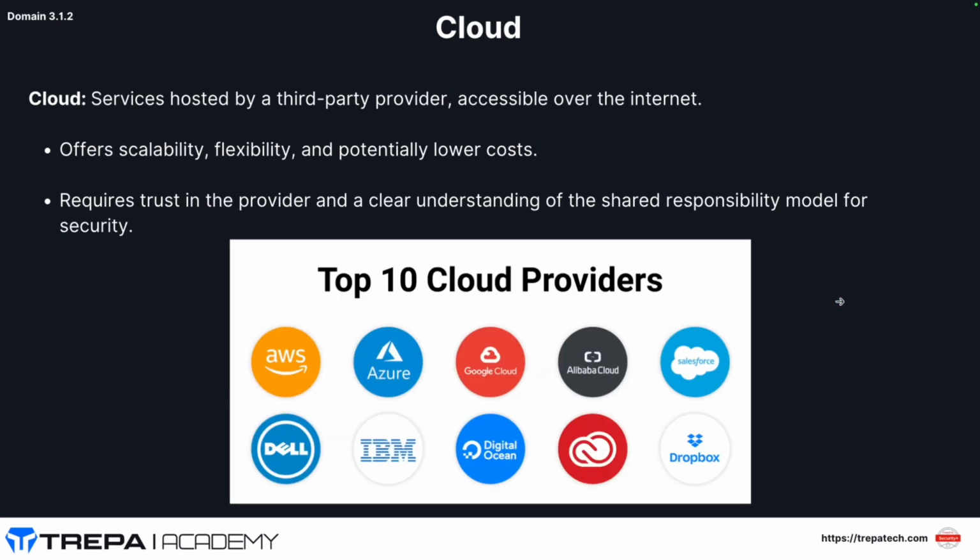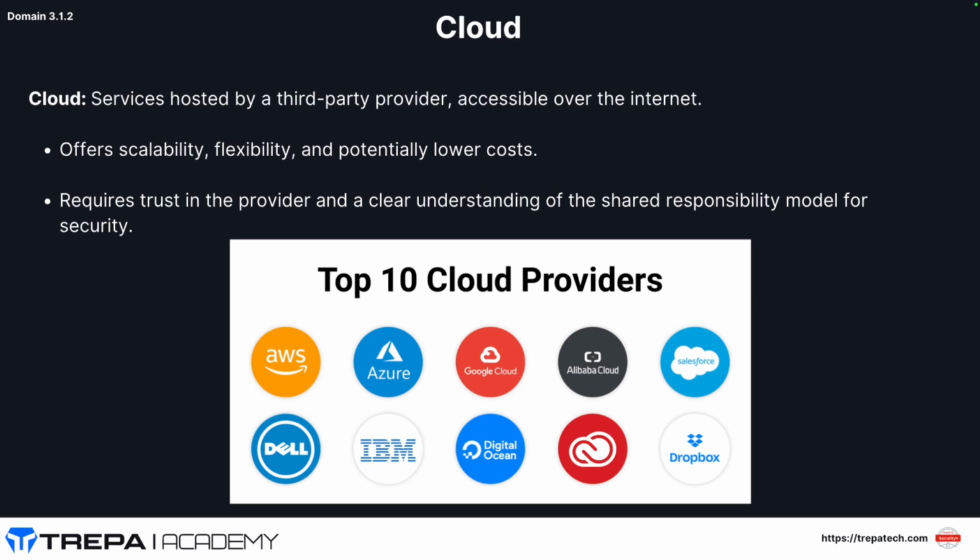Cloud. So talking about cloud infrastructure now, we kind of already talked about it in the previous, but now we're just defining it. So this is just a cloud provider, right? It's a third-party vendor that delivers to you anything a cloud service provider provides. So services hosted by a third-party provider, accessible over the internet.